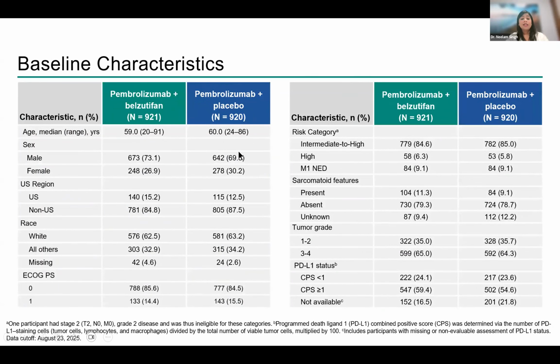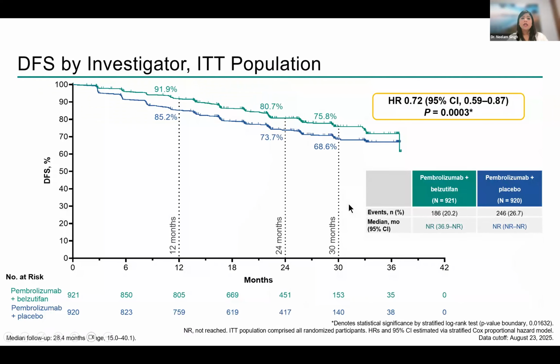Looking at the baseline characteristics, pretty much well balanced as per the age, tumor risk categories, stage, and PD-L1 status. Looking at the DFS benefit, we see very good curves with early and sustained separation, with a hazard ratio of around 0.72, and at 12 months around 91.9%, and at 24 months around 80.7%.